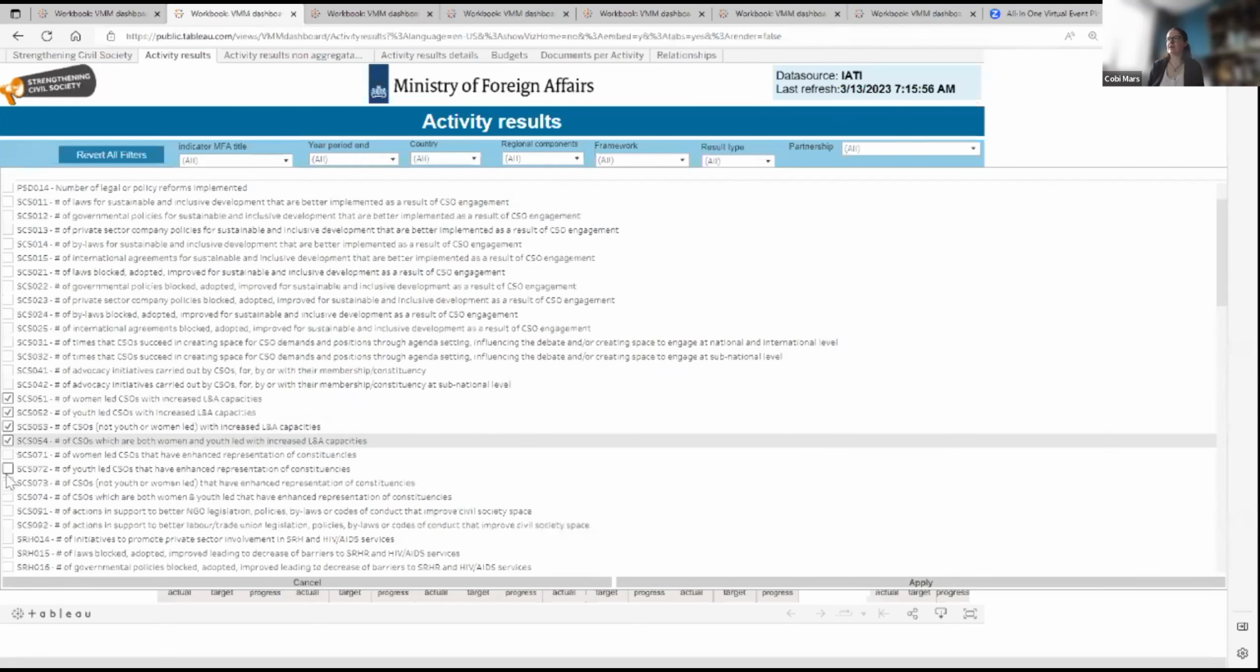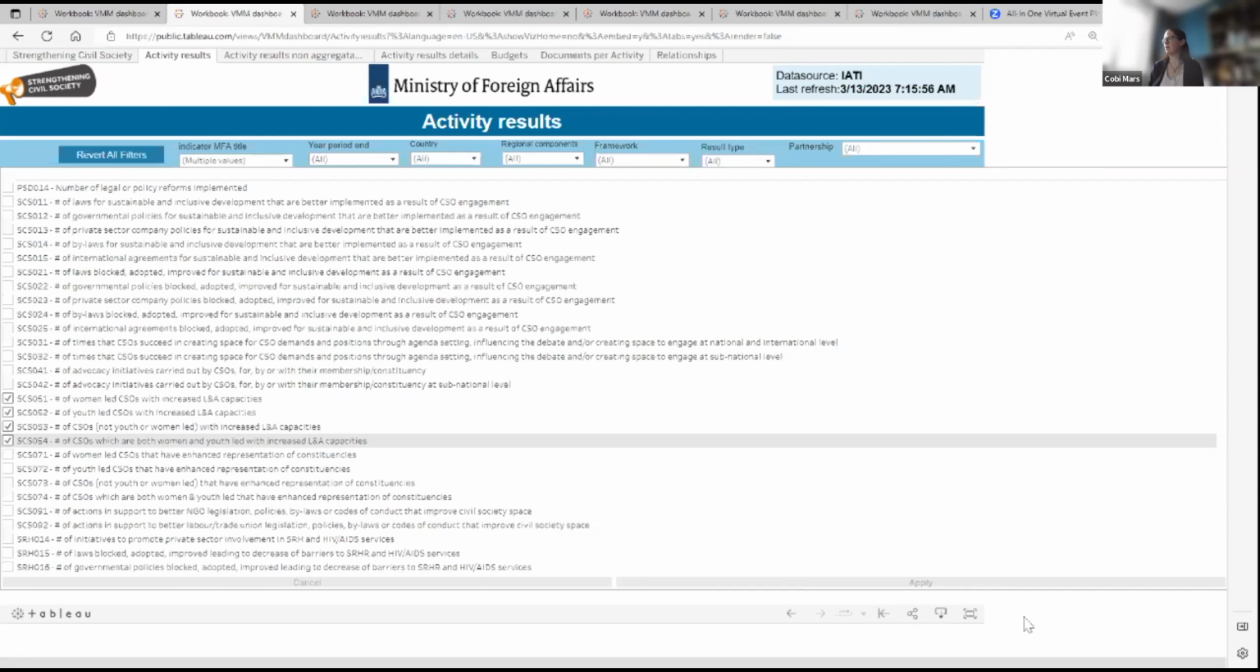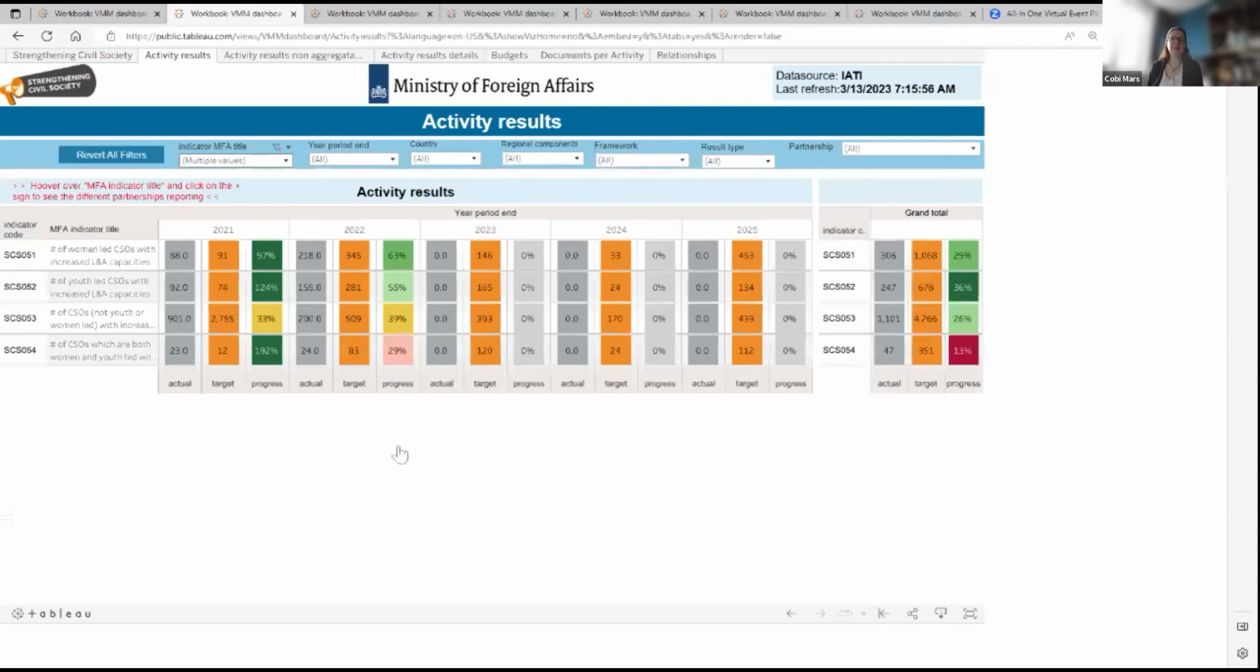So as our policy framework is called strengthening civil society, we have an indicator on strengthening capacities of civil society organizations. And if I just select this, this shows me the information on what we have achieved in 2021. And slowly, our partners are also starting to publish data on 2022.